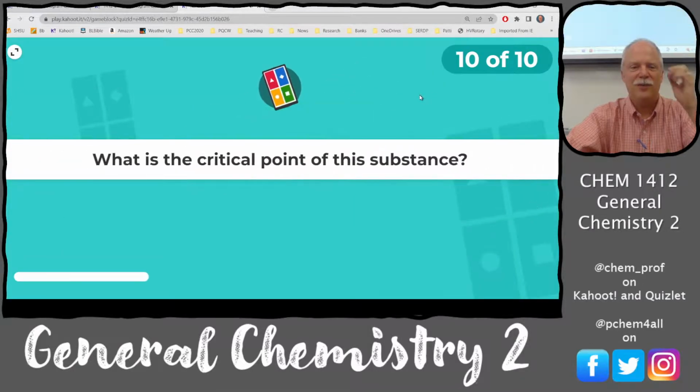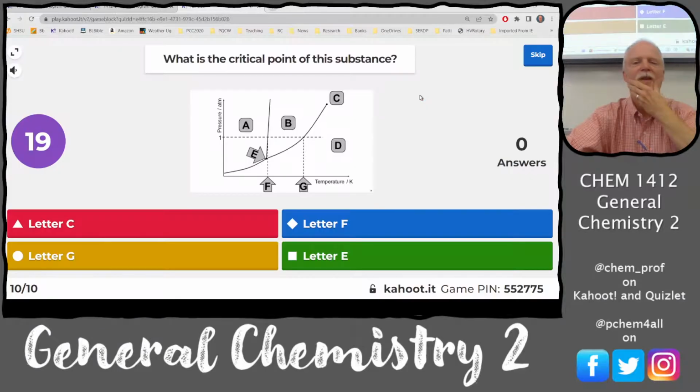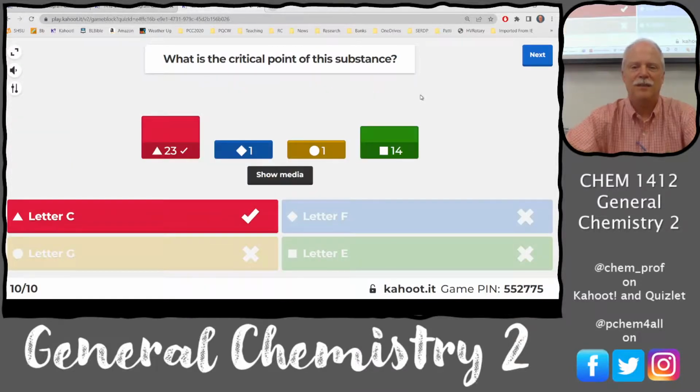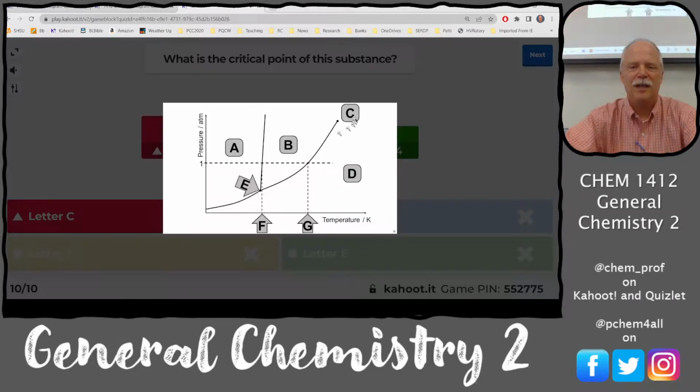Last one. What is the critical point of this substance? Where on the phase diagram are you going to find the critical point? Pick the letter closest to it. Okay, so majority got it. It's up here, letter C. What is E? Other people put E. E is the triple point, and you see that because there are 3 phases touching at that point. So that's the triple point.